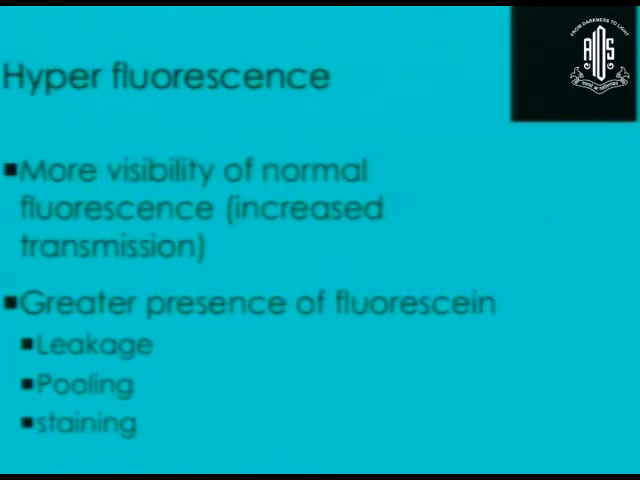It could be because the normal fluorescein is visible a little more, because the normally blocking structures are not present, like retinal pigment epithelium, or there is a greater presence of fluorescein, in which case we use three terms called leaking, pooling, and staining. Now here is a picture where you see a combination of factors of hyperfluorescence and hypofluorescence.